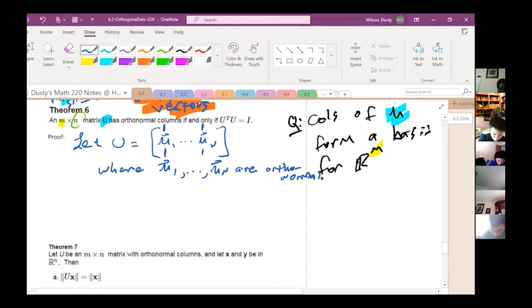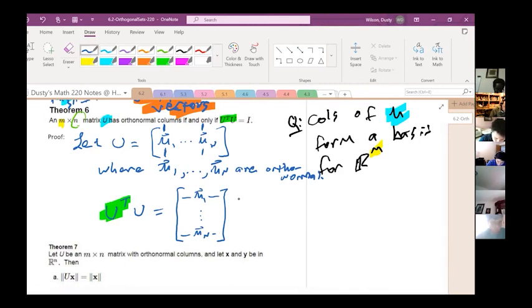So let's think about what this U transpose U would look like. So we want to look at U transpose U. I'm mixing uppercase and lowercase u's. Sorry about that. So U has a whole bunch of columns. So U transpose would have a whole bunch of rows. So this would be our U transpose. And then our U matrix will be U1 to UN.